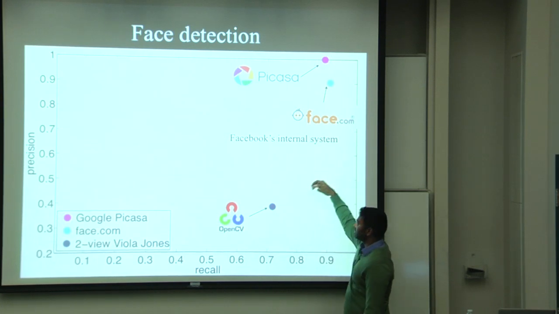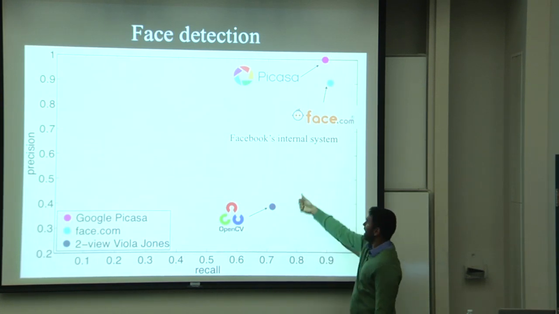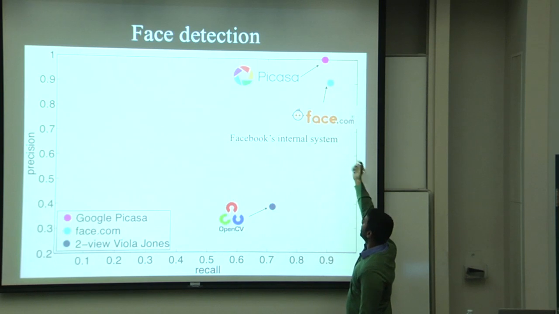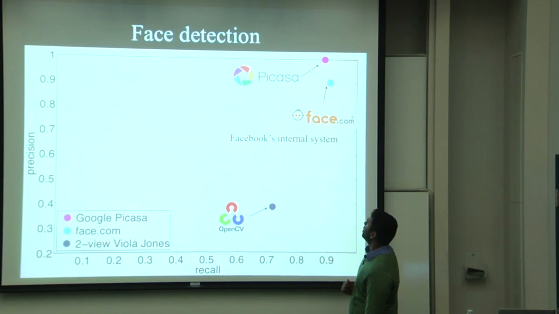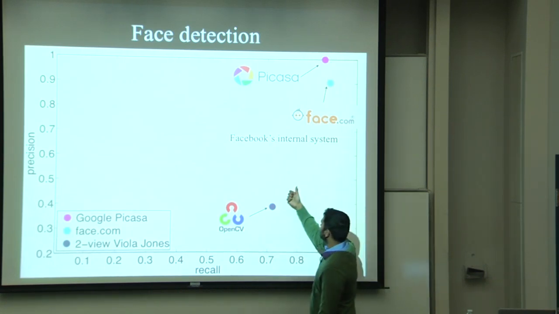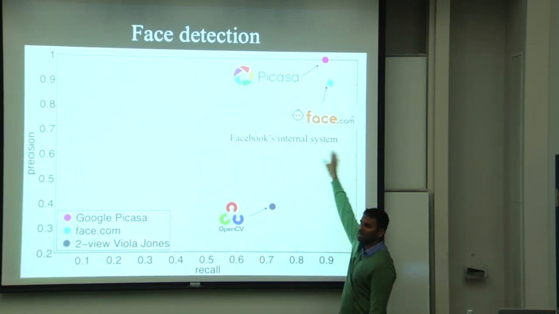And what was surprising to me was this gap in performance, how Picasa and face.com nearly get sort of perfect performance. Picasa makes no false positive predictions. It has 100% precision. And so one argument could be, well, maybe the difference from here to here is we don't quite know exactly what's happening inside these systems.